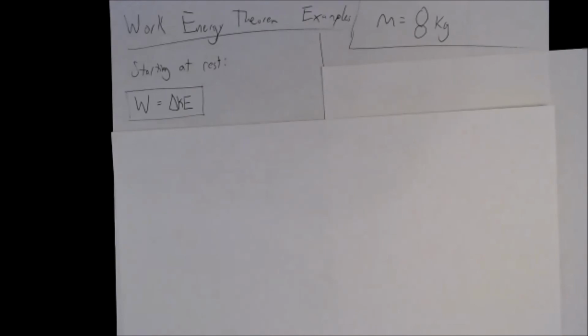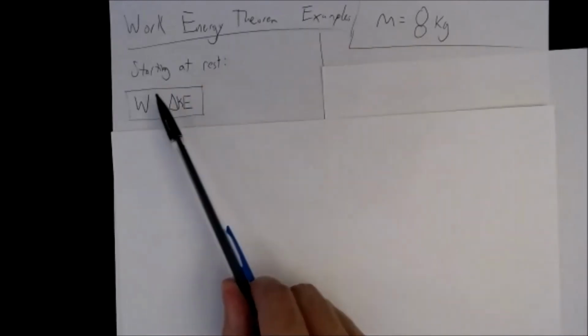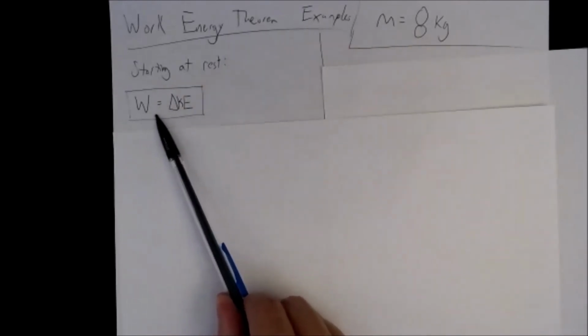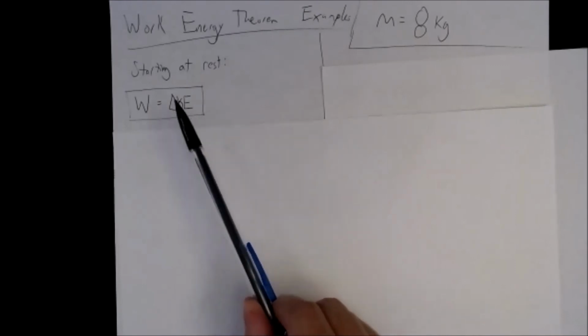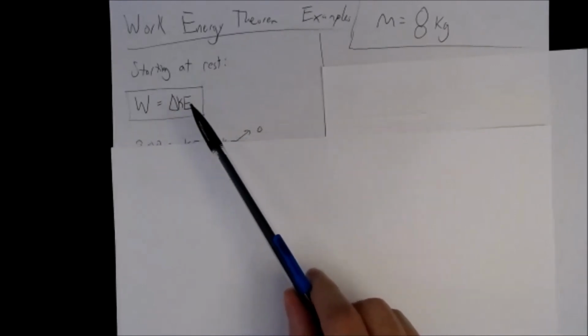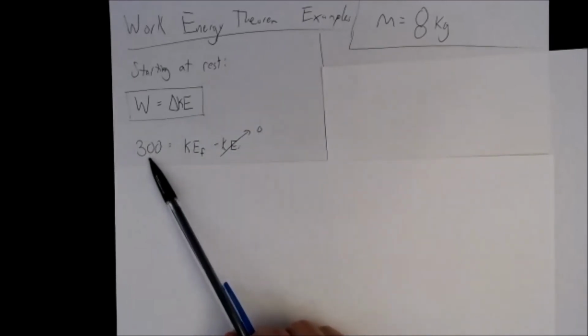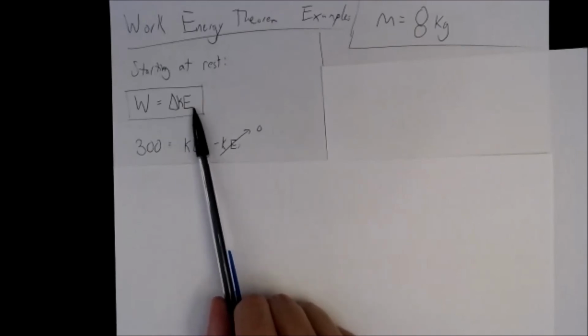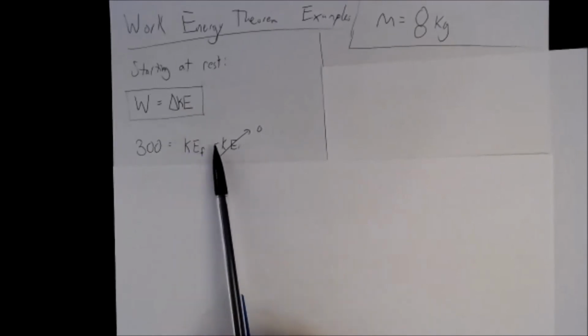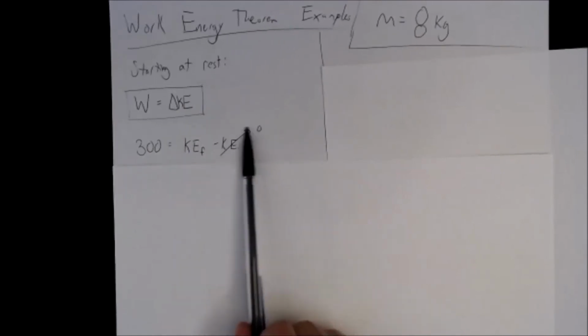So to show my work, we've got an 8 kilogram object starting at rest. We know that the work on that object is equal to the change in kinetic energy. I'm just going to show you the first example with the 300 joules. It's simple enough to figure out the rest from there. 300 joules is equal to the change in kinetic energy. Well, the change in kinetic energy is going to be the kinetic energy final minus the kinetic energy initial.